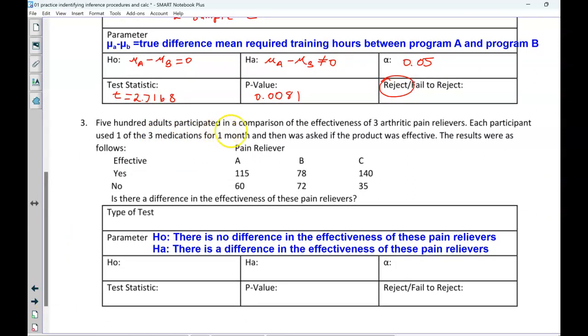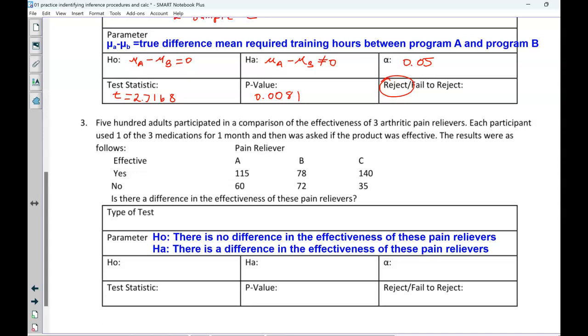3. 500 adults participated in the comparison of the effectiveness of 3 arthritic pain relievers. Each participant used one of the 3 medications for 1 month and then was asked if the product was effective. The results were as follows. Is there a difference in the effectiveness of these 3 pain relievers?